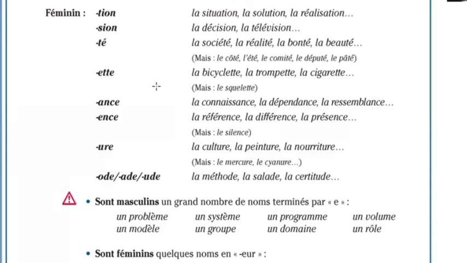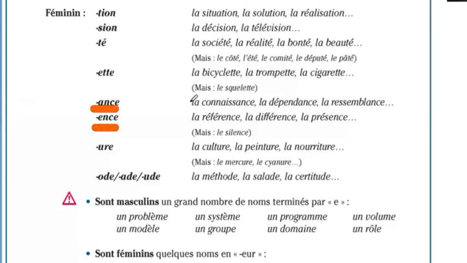However, there are always exceptions. We have, for example, le côté, l'été, which is summer, le comité, committee, le député, le pâté. These other ones are masculine. Now, when words end in -ette, E-T-T-E, for example la bicyclette, la trompette, la cigarette, they tend to be feminine.